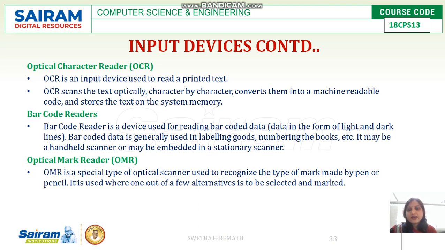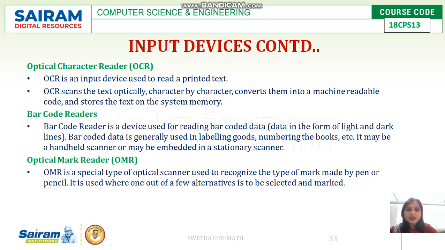Optical mark reader is also like a scanner which is used to scan the ink marks or pencil marks which are present in some of the sheets. This can be used for correction purposes, like multiple choice questions. First we scan the sheet, and whichever answer has been marked by the student can be identified with the help of this optical mark reader. So this is about the input devices.